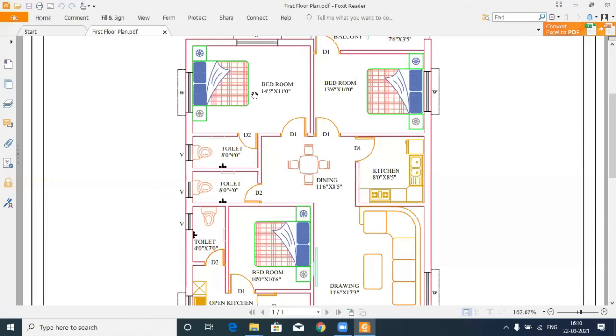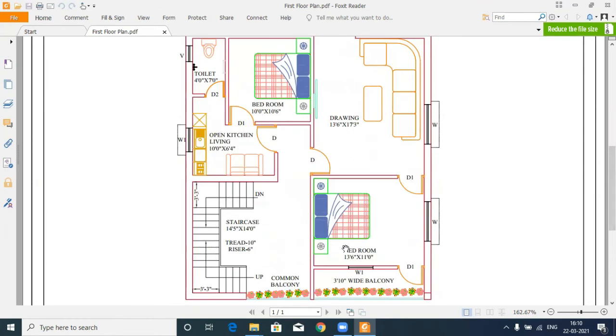So friends, this is the first floor of that plan. Here you can see there are two bedrooms, two toilets and one dining room, kitchen room. Here is also one bedroom, attached toilet, open kitchen. This is the drawing room and this is the staircase and this is another bedroom with attached balcony. Okay friends, this is all for architectural plan and let's move on to structural drawing.